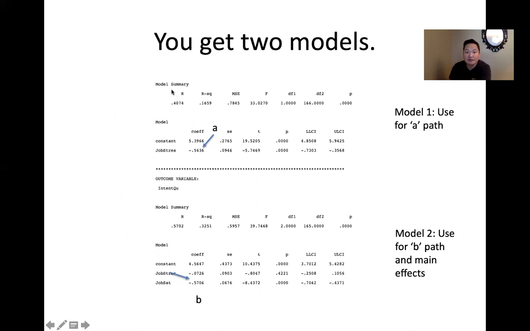But you get 2 models, 1 and 2. This is confusing to people, and rightfully so. The first model is only there to get the A path, as I've marked out here. The second model, the one lower, and the way to check that it's the second is that it has both predictors in here. That's important because it gets us our B path and also our R squared. So in this case, our R squared is 0.325. It's significant. Our A path is negative 0.54. Our B path is negative 0.57. Great.